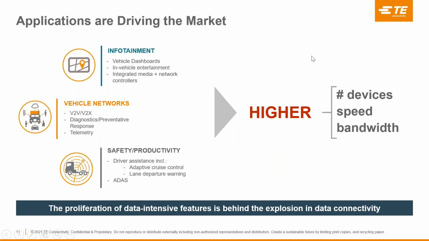So the applications that are driving the market for higher speed data connectivity, again, above and beyond CAN bus, are in the infotainment and vehicle dashboards, entertainment, media networking, as we talked earlier, vehicle networking for vehicle to vehicle, vehicle to cloud, diagnostics and preventative responses, telemetry, radar, LiDAR systems, and advanced driver assistance. So all of that provides a need for higher speeds and devices to be able to accommodate that higher speed bandwidth. So the proliferation of data-intensive features is really behind the explosion in data connectivity in the industrial and commercial transportation space.